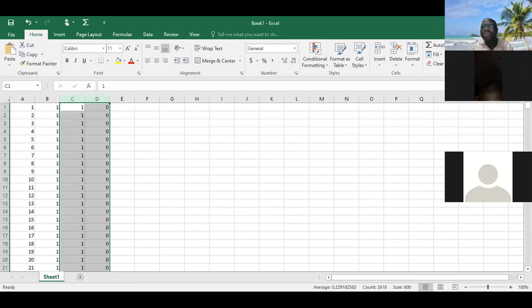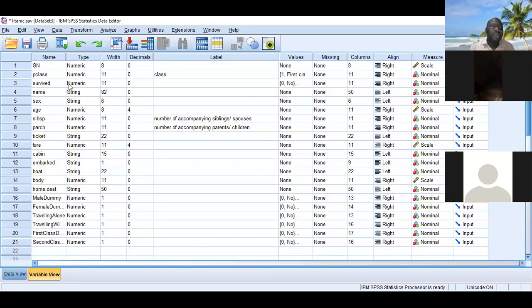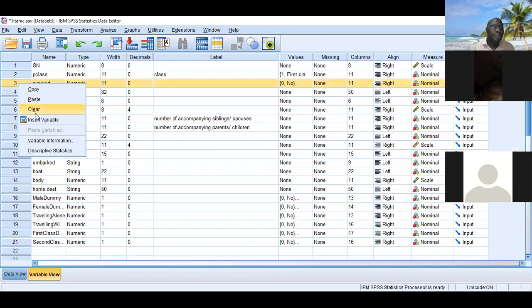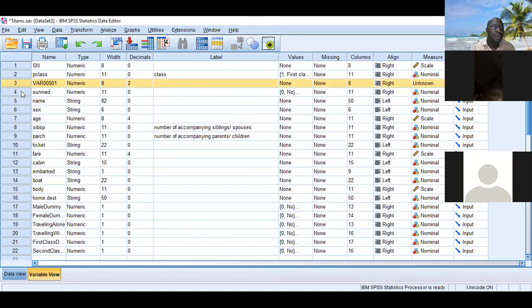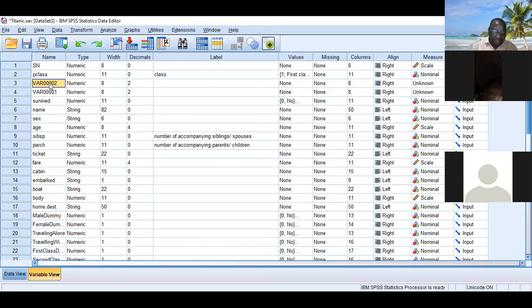You can as well do the dummy inside the SPSS. If I want to do the dummy inside the SPSS, this is what I will do. I can create the dummy beside this first class. You know what I will do? I will go to the header and create two new variables beside this, after the class. Can you see now? I will call it first dummy, and that's the second dummy. Whatever you can call first class dummy or whatever.